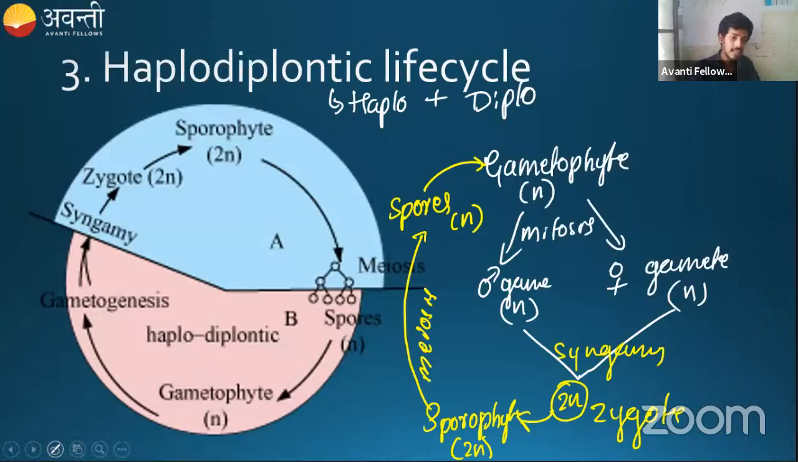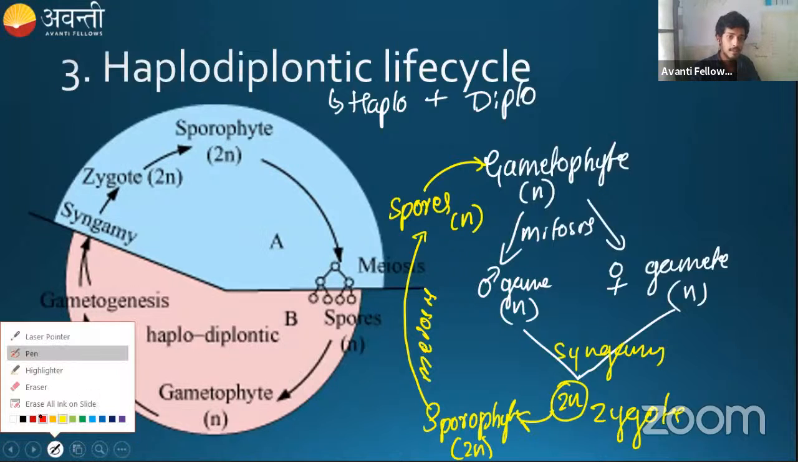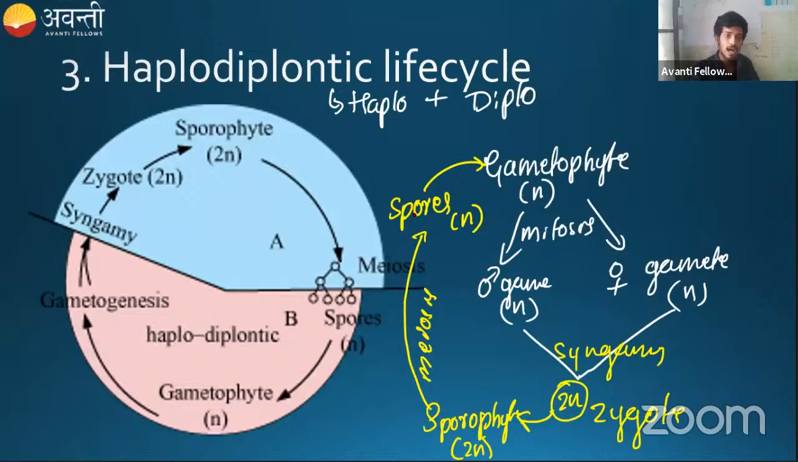If I write the line here, dominance of duration is different, but think about the ploidy. If I write the line here, you can see that the haploid nature of the life cycle and diploid nature of the life cycle have an equal kind of importance, right? Equal importance. That's why we call it haplodiplontic.